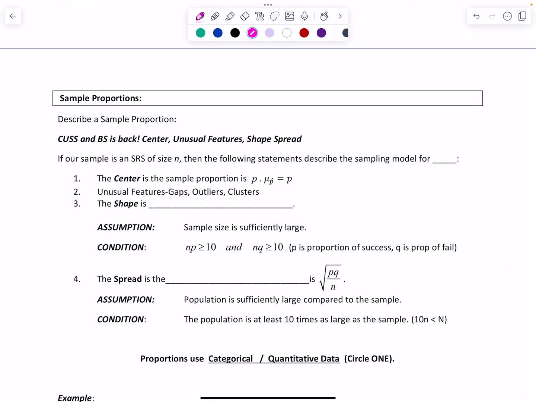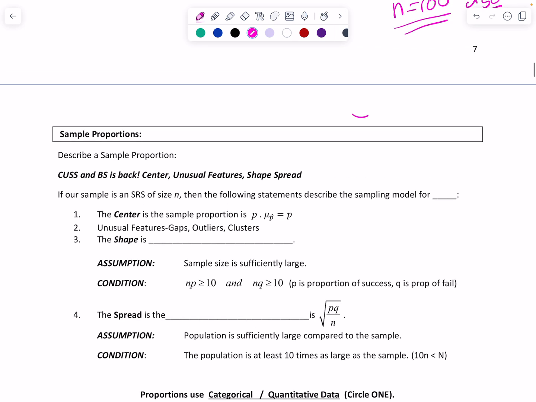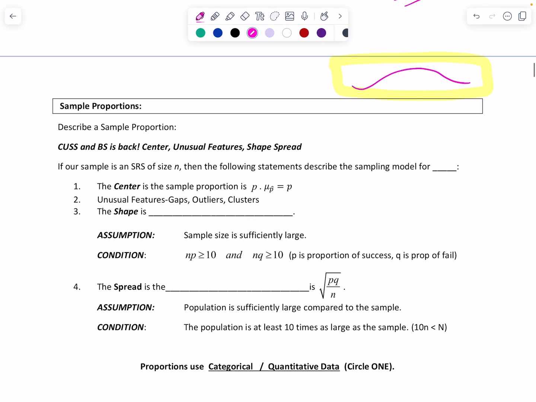Okay, let's go to sample proportions. To describe the sample proportion, it's just a graph. It's either going to be like this or this or this, and so forth. We're headed toward a normal model, but this is what we have. When we describe the sample proportion, we're using CUS again. Remember CUS: center, unusual features, shape, and spread. Same thing, so let's look at our CUS and spread.